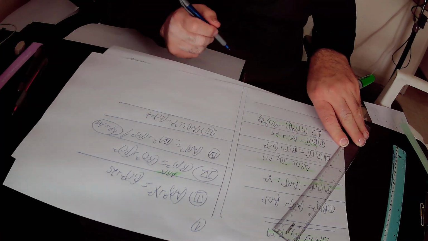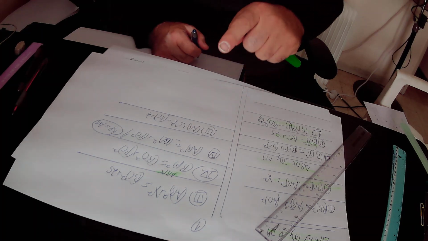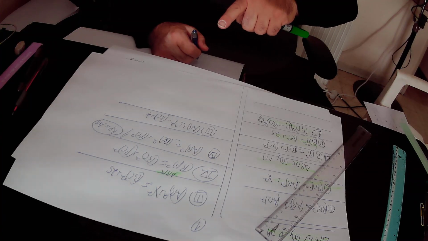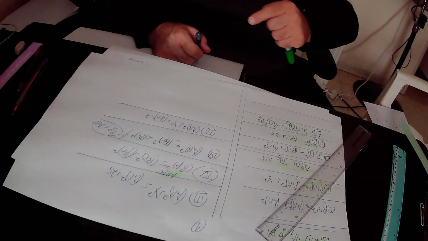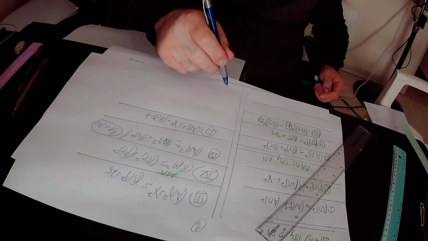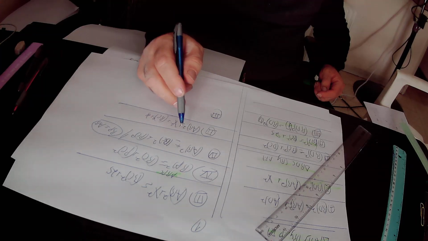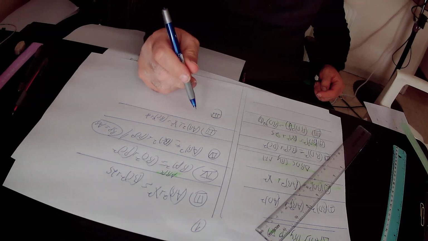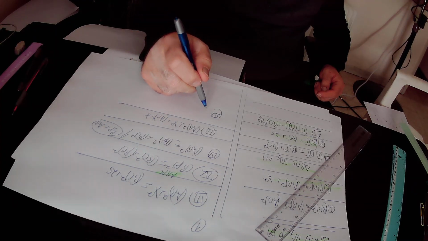And because we only found out that AB square equals BC square plus PC square, we will substitute AB square in equation 3 by BC square plus PC square. We'll do it now. AB square is BC square plus PC square according to equation 4. So we substitute AB square by BC square plus PC square.